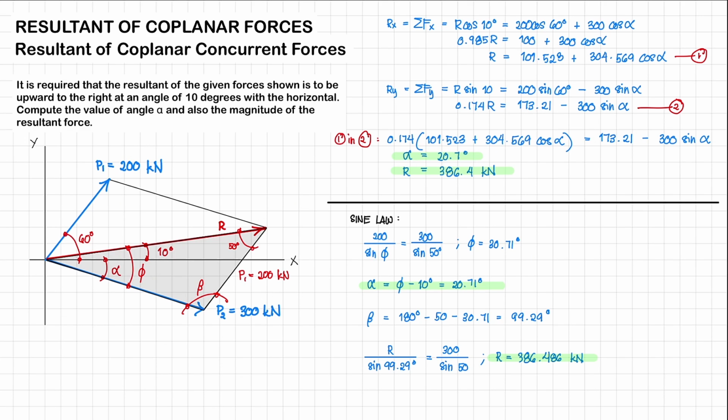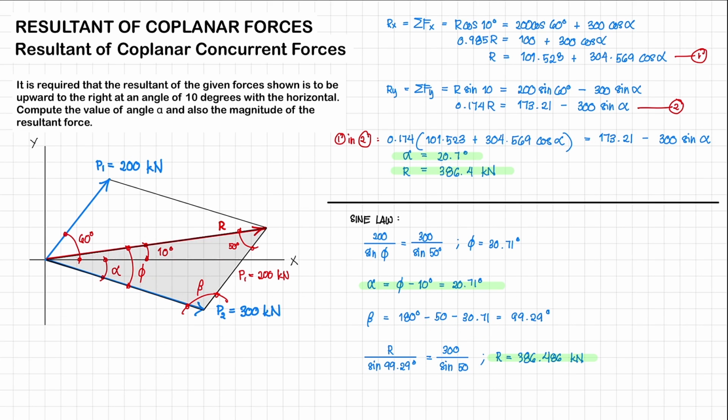And then from that, we'd be able to solve for angle alpha. So we know angle alpha is just equal to phi minus 10 degrees. And that is equal to 20.71 degrees. It's the same thing that we have solved earlier. Okay. The next thing that we will be able to solve is angle beta. And we need angle beta so that we could solve for the resultant force. So angle beta is just going to be equal to 180 degrees minus 50 minus 30.71.